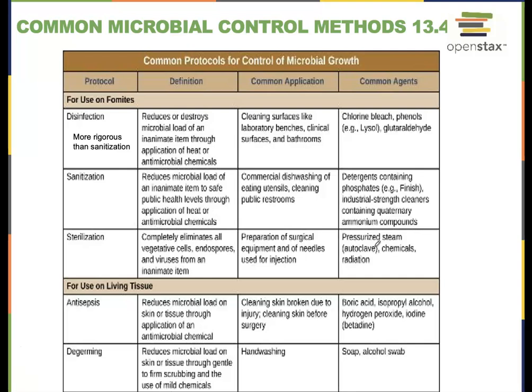So this is basically a chart that you would want to be familiar with for this upcoming test, right? The first little section here is for use on fomites. Fomites, this word, is inanimate objects that you could pick up a microbe from and it could cause you to get sick. So when you disinfect, you reduce and destroy the microbial load on inanimate items.